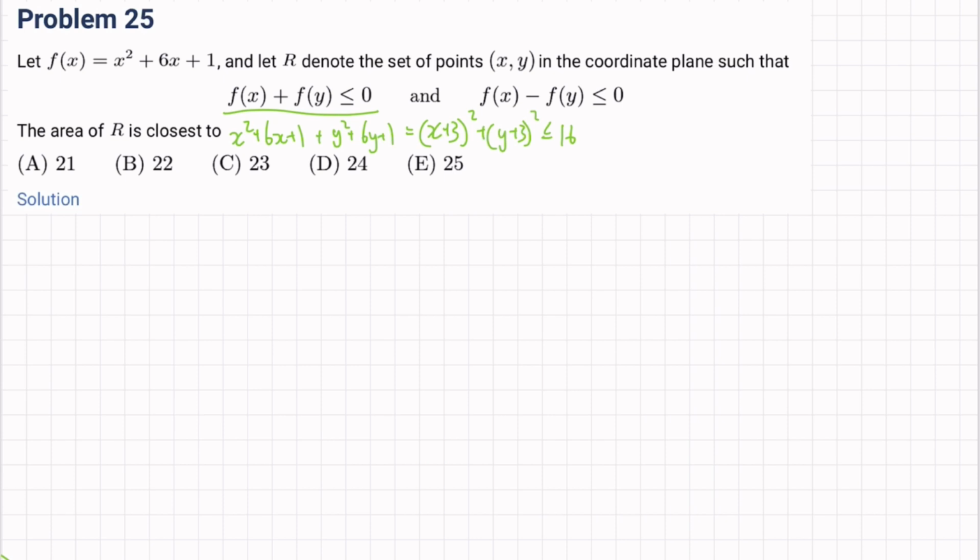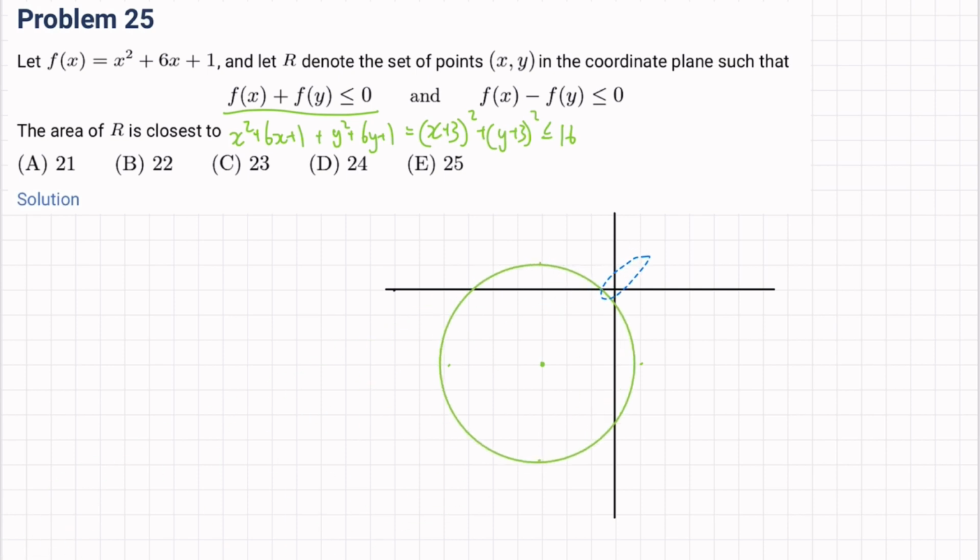And so if we have a coordinate plane like this, then this will be a circle centered at (-3, -3), and it will have a radius of 4, right? And so if we draw that, the circle will look like this, right? This will be that exact circle. And next up is this one.